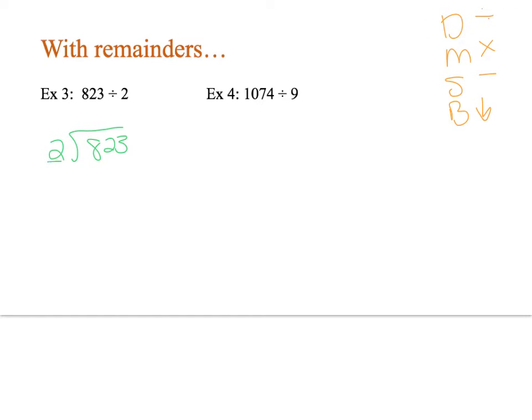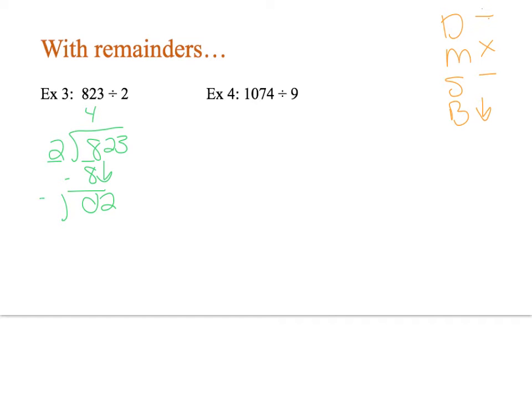2 into 8 fits in 4 times. 4 times 2 is 8. We're going to subtract. 8 minus 8 is 0. Our next step, according to our mnemonic, is to bring down. Bring down one digit, bring the 2 down. Start over with your steps. Step 1, divide.